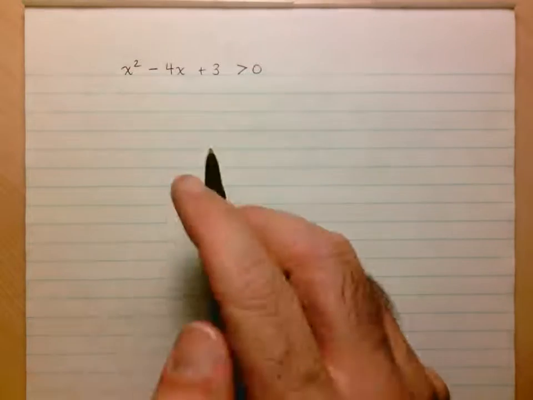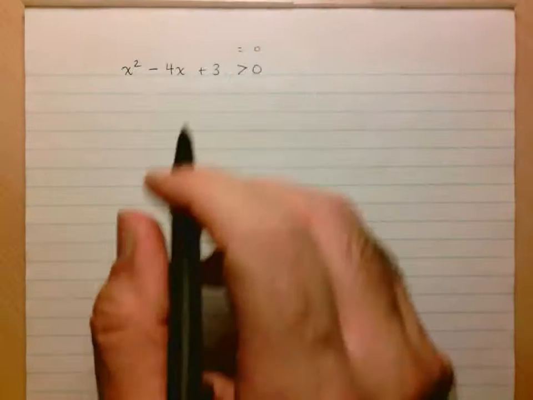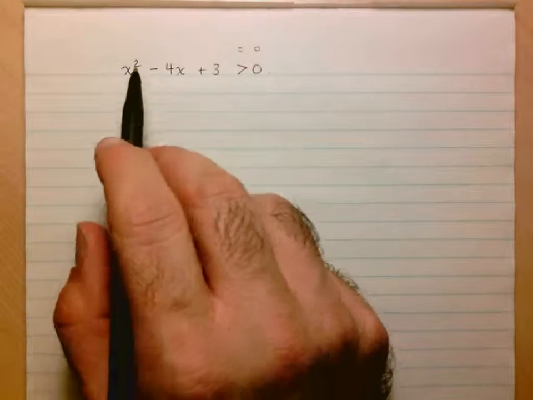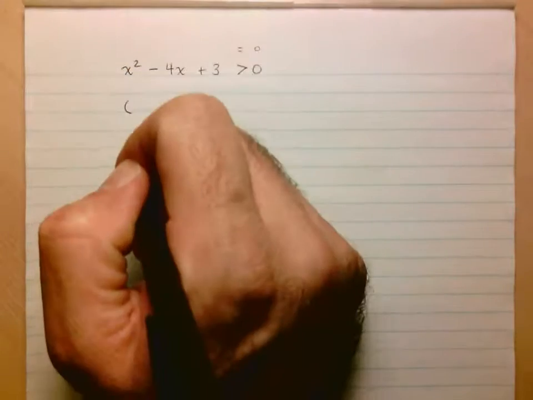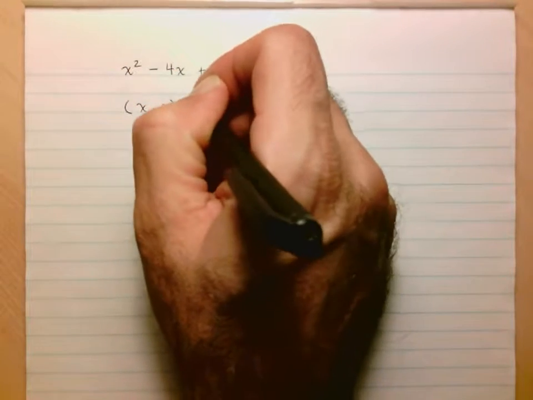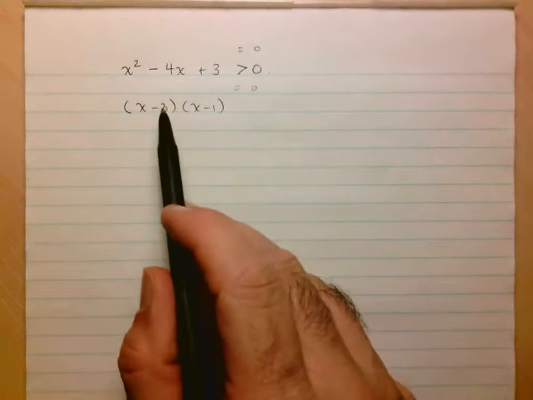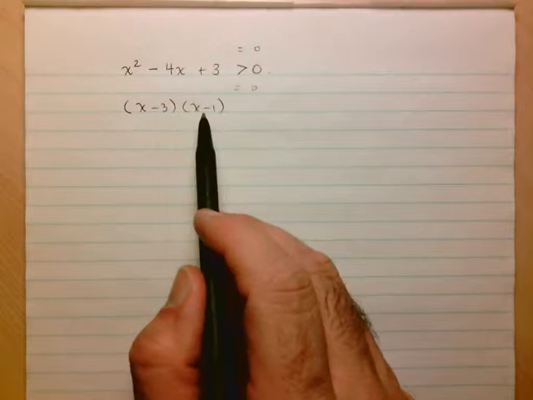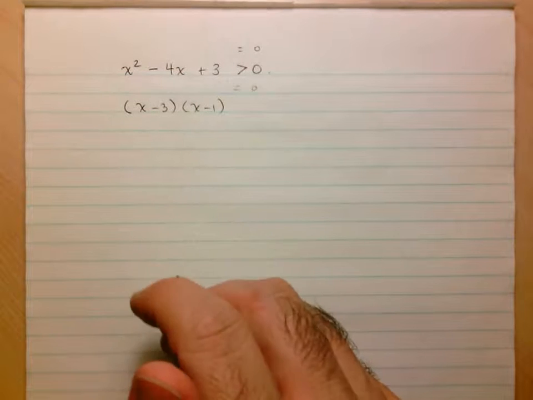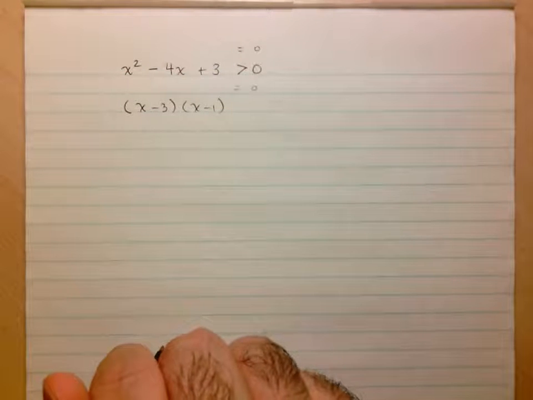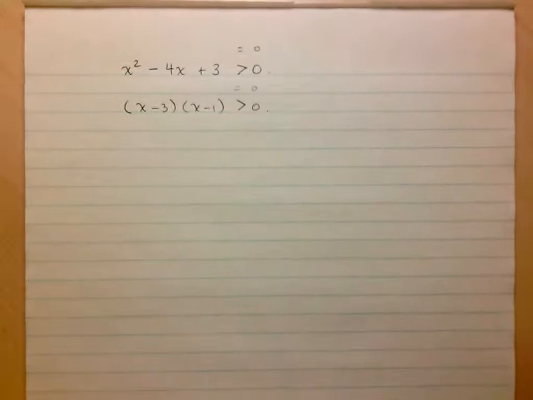So think about what we did. We used the fact that if we were looking for when this expression was equal to 0, we tried to write it as the product of two other expressions. Here we did that by factoring: (x - 3)(x - 1) = 0, and we used the idea that the only way for this whole expression to be 0 was if one or the other factor was 0. So either x - 3 had to be 0 or x - 1 had to be 0. But here we're trying to solve for when it's greater than 0.